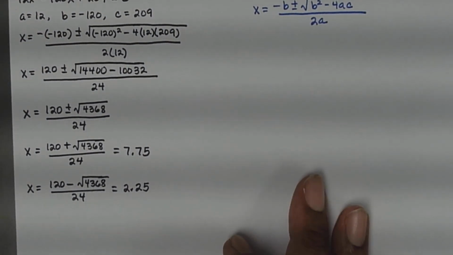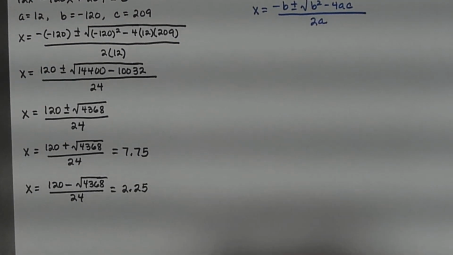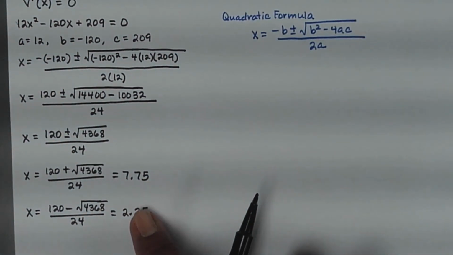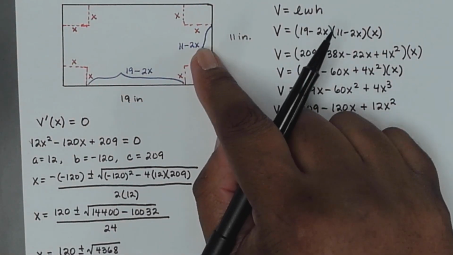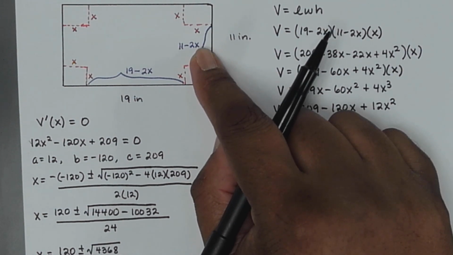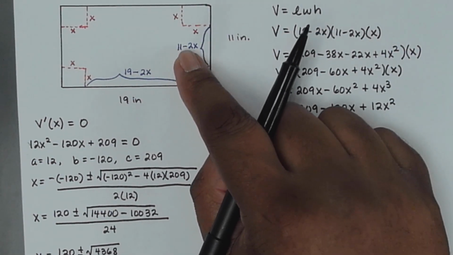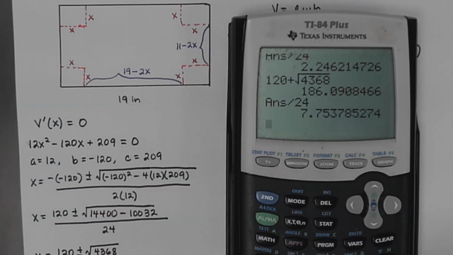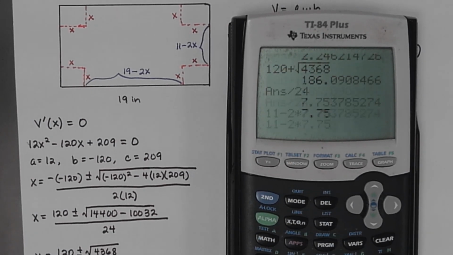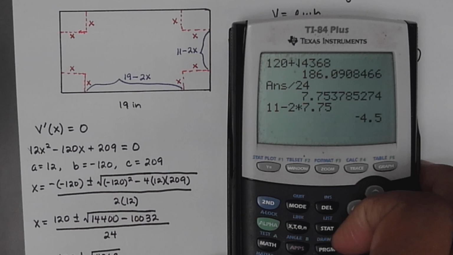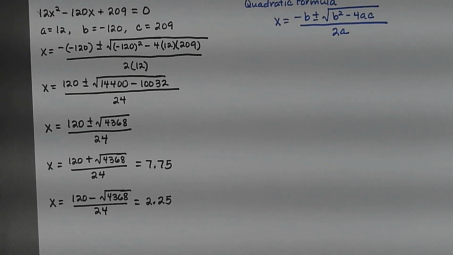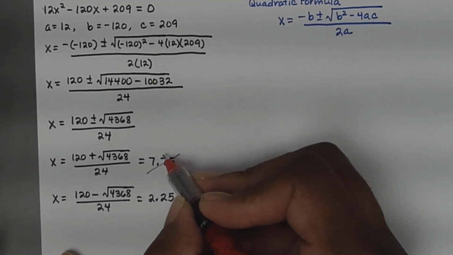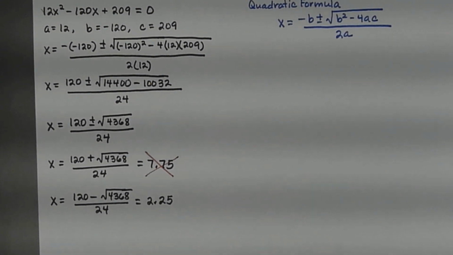And the reason for that is, let's look at the 7.75. Let's go back up here. That width was 11 minus 2x. Okay? If I was to substitute that x was 7.75 in 11 minus 2x, this is what I'm going to have. 11 minus 2 times 7.75, I'm going to get a negative number. That means the width cannot be negative. So that means 7.75 cannot be used in this problem. So I need to eliminate that.